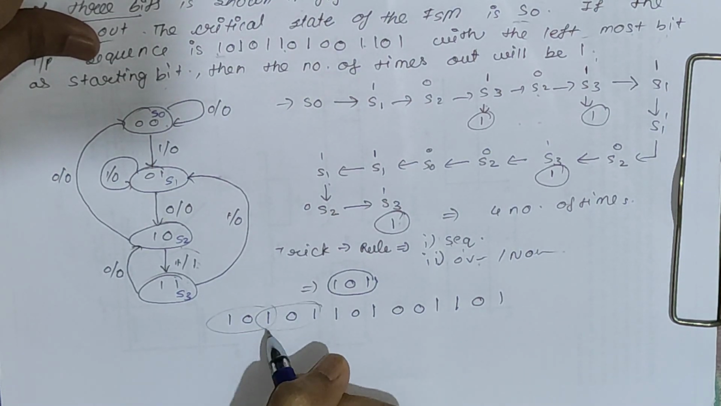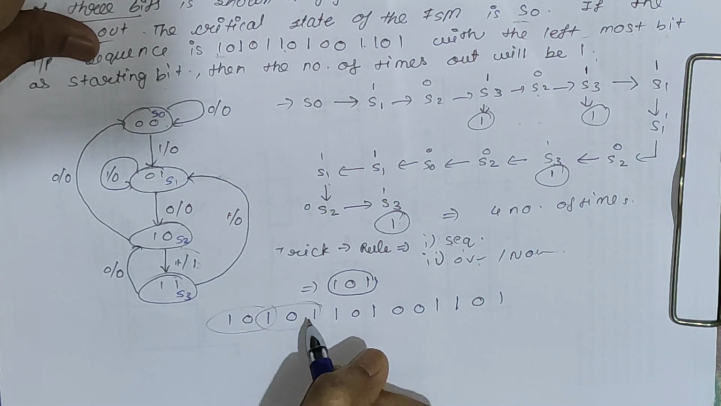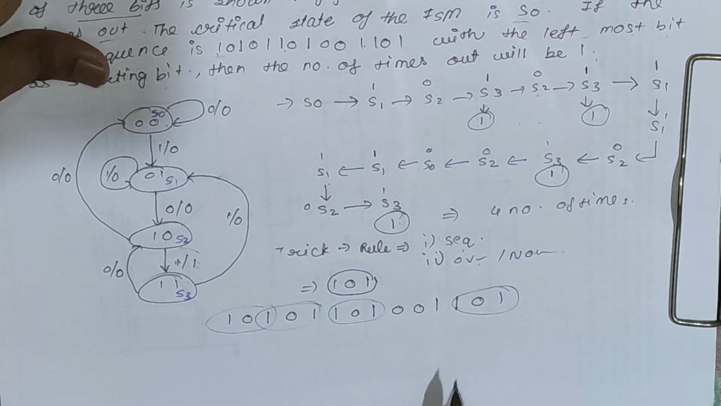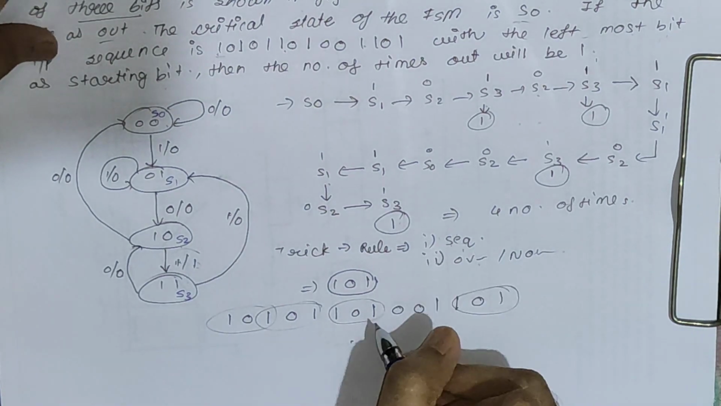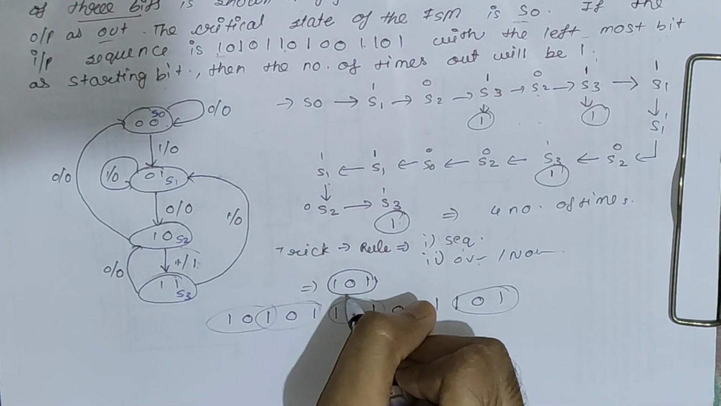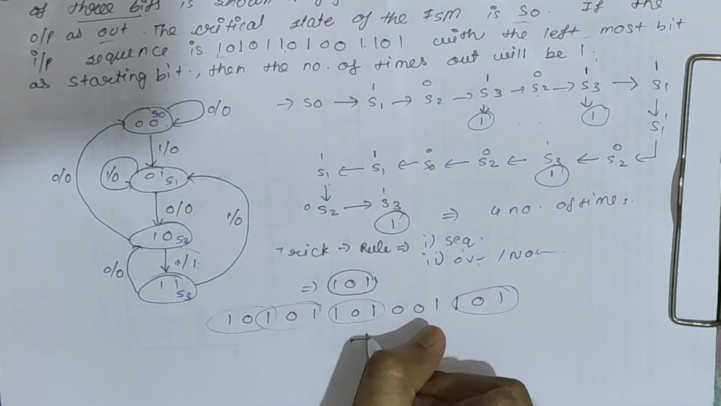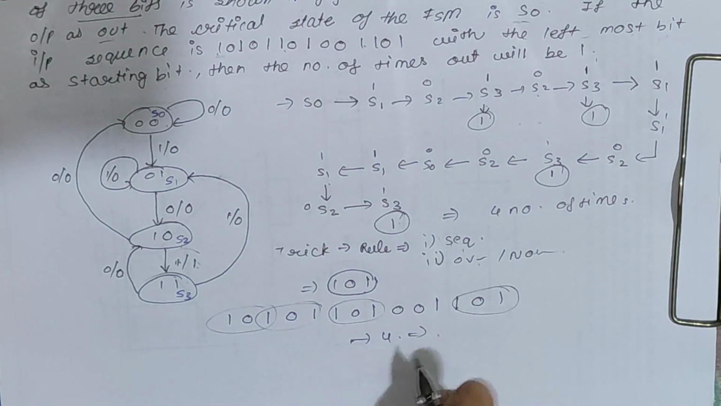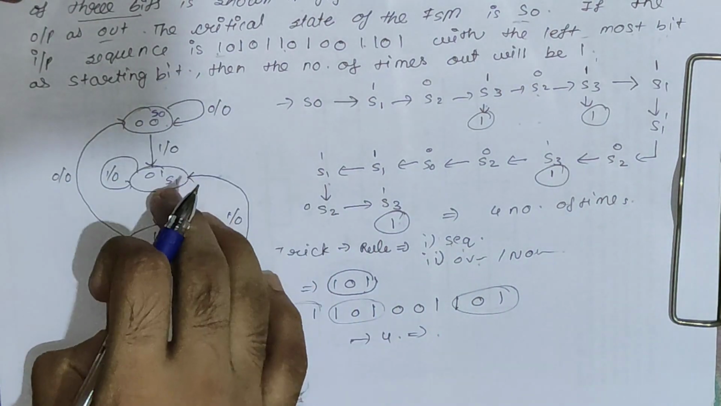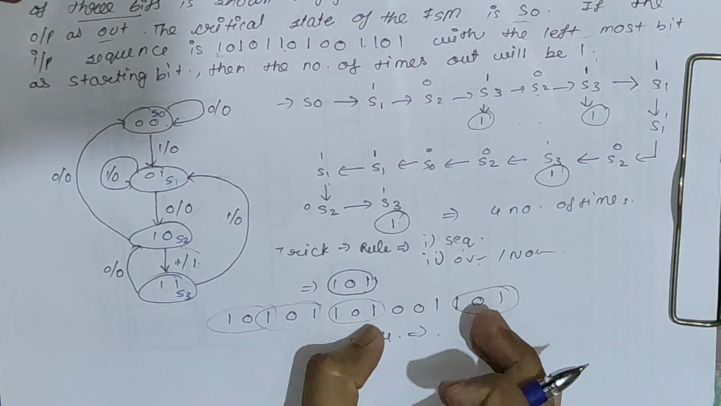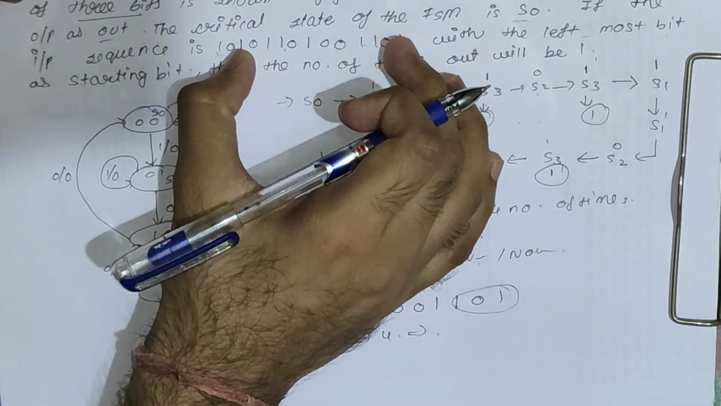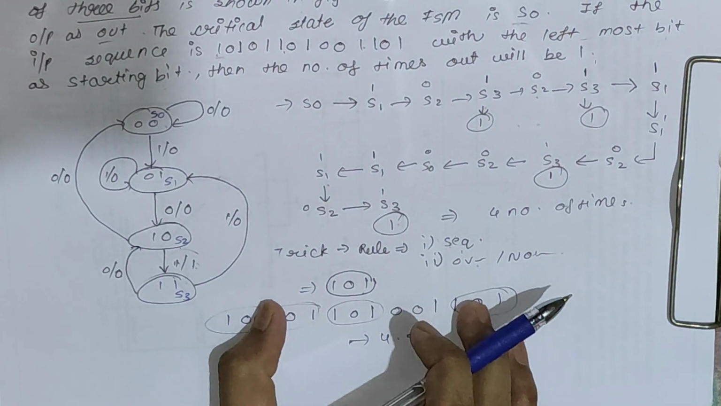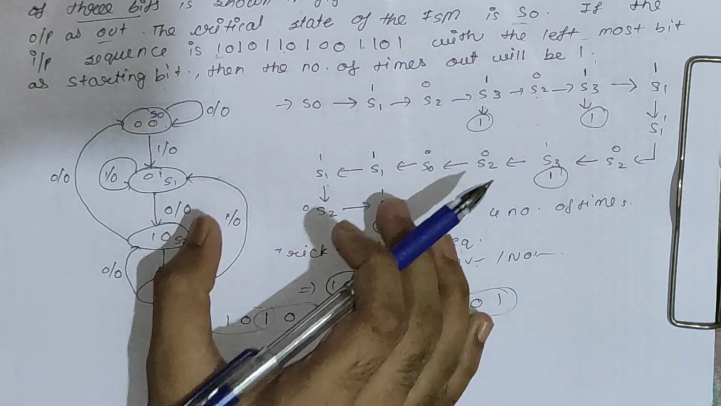Since overlapping is allowed, this one can be reused. Okay, then here, then here. So you can say this 101 sequence is repeated 4 times in the given bit string. So basically you can say this state diagram will give output as 1, 4 times if the input bit stream is this. So here you can see the amount of time this trick can save to solve this type of question.